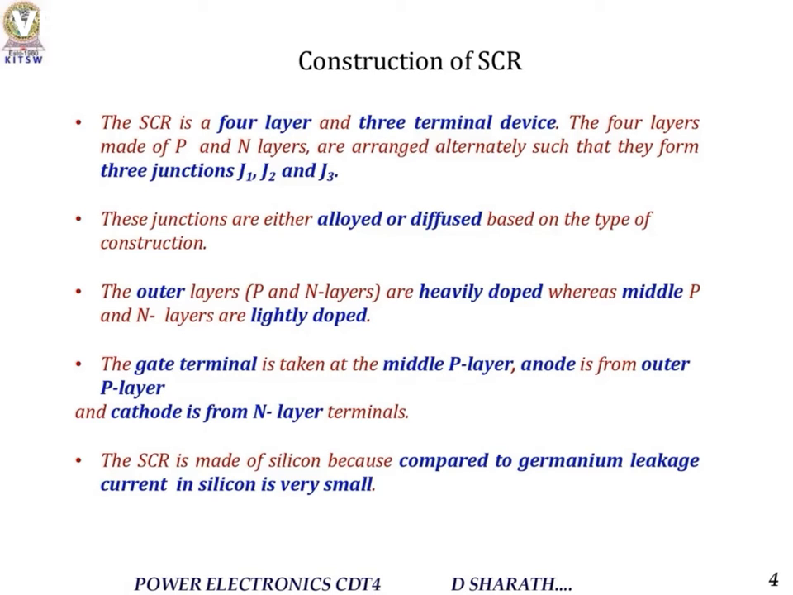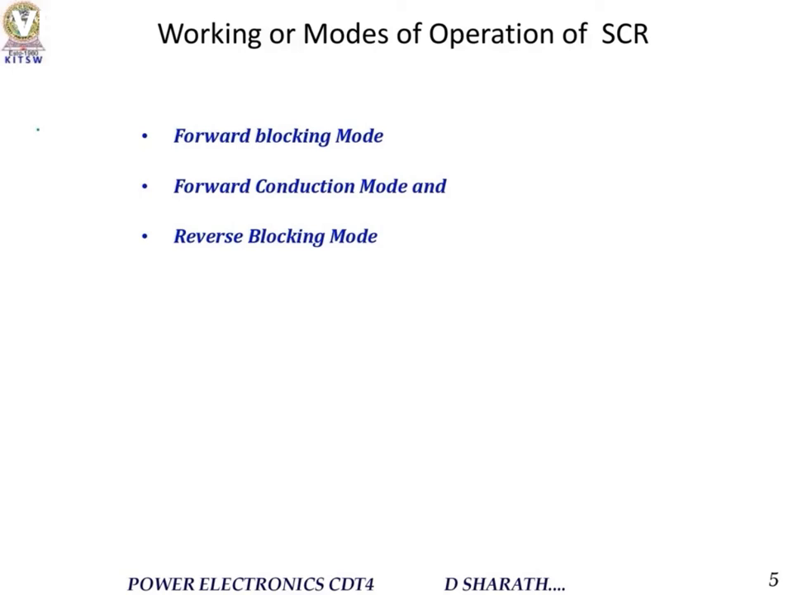The outer layers are heavily doped, whereas the middle layers are lightly doped, and the gate terminal is taken from the middle P layer and attached to the outer P layer. Coming to the operating modes of SCR, the SCR operates in only three modes: forward blocking mode, forward conduction mode, and reverse blocking mode.